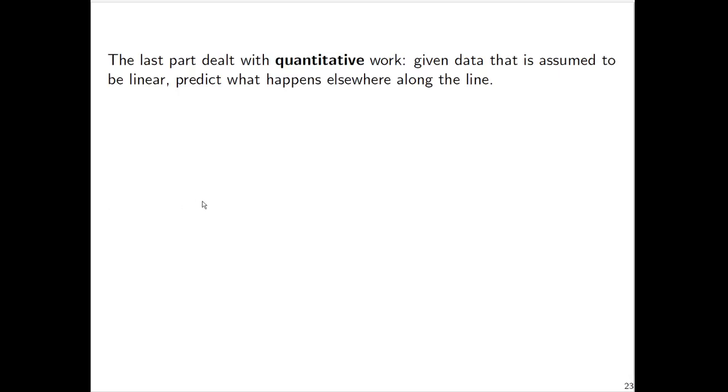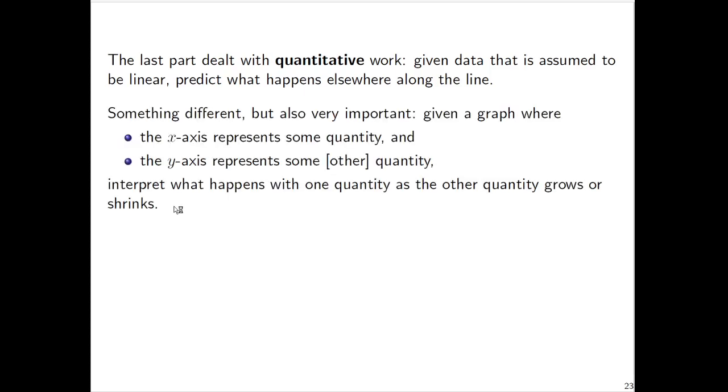Okay, the last part we were looking at dealt with very quantitative work. That is, given data that is assumed to be linear, predict what happens elsewhere along the line. That's an important thing to do, but there's also something very different that I think is going to be very important for mathematical fluency: doing something that's not as quantitative, something that's more qualitative, really.